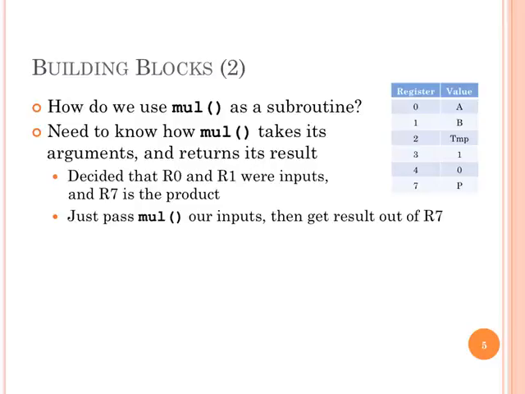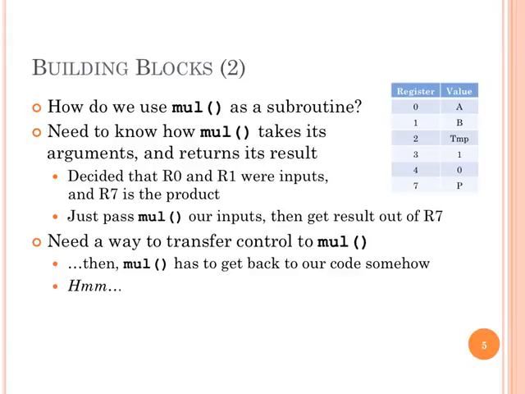The most obvious thing that we need to know is how does multiply take its arguments and where does it return its result? We already had this little convention, it wasn't a very complex convention, that we're going to pass arguments in the low addresses, or registers 0, 1, 2, as many as we need. In this case, we only need 2, so registers 0 and 1. And the result will always show up in the register with the highest index, or R7. So ideally, we just put the values in, like we'll put B and B into R0 and R1. We'll invoke mul, and out will come b squared.